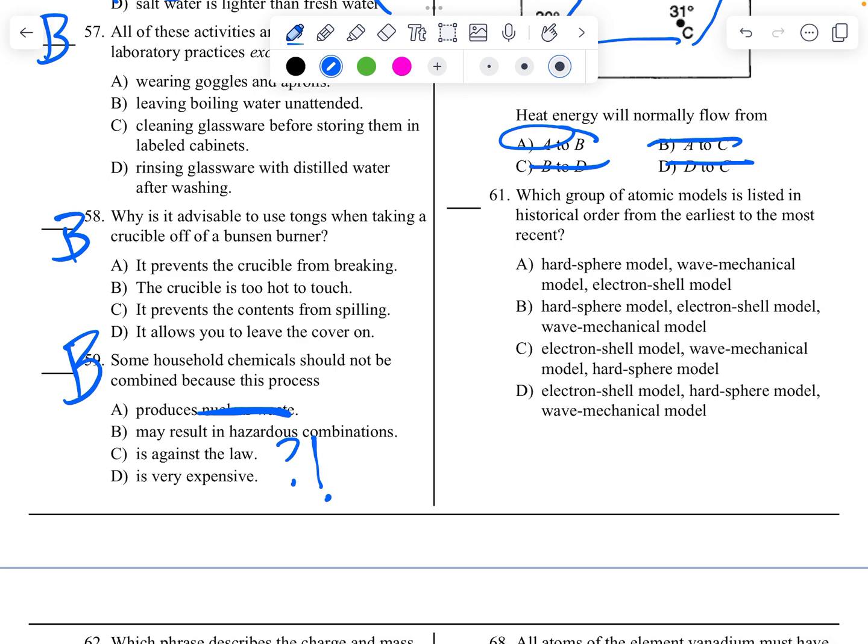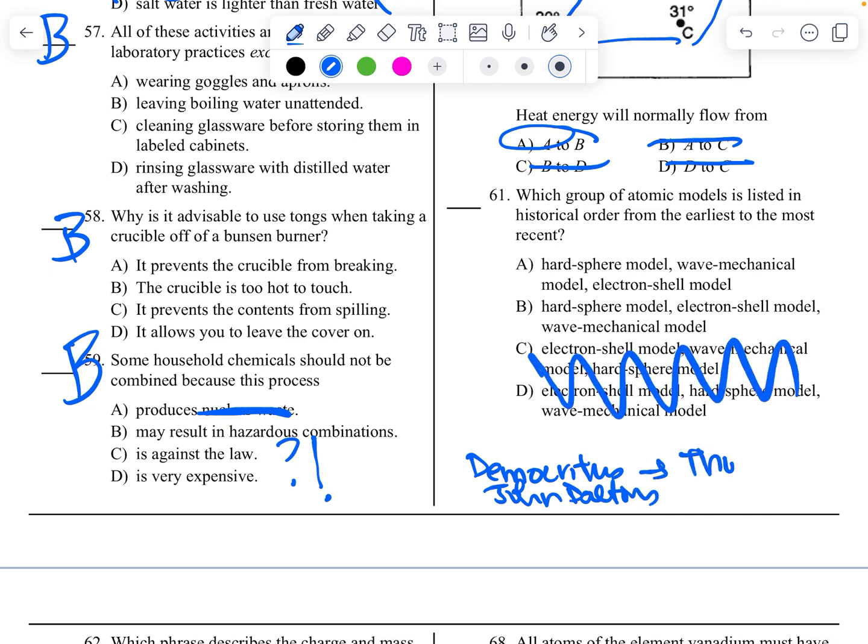All right, which group of atomic models is listed in historical order from the earliest to the most recent? So we start with Democritus or John Dalton, which said atoms are hard, indivisible spheres. Then we go to J.J. Thomson, who said plum pudding model. That's not a choice. Then we went to Ernest Rutherford, which was the gold foil experiment, which had the nucleus. I guess that's not there. Then we have the Bohr model, which is electron shells. And then we have the modern model, which is orbitals. So B.